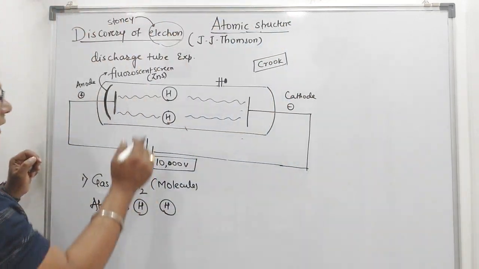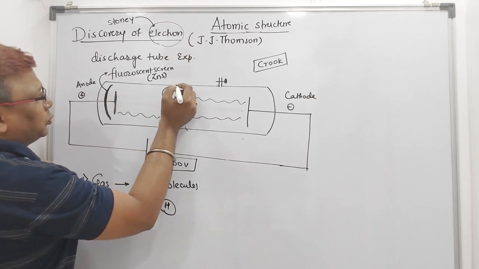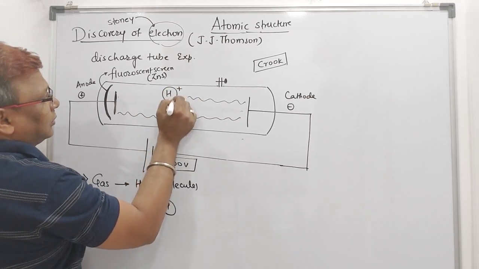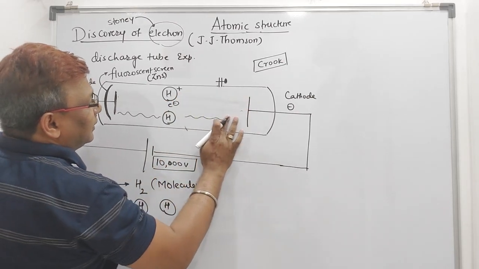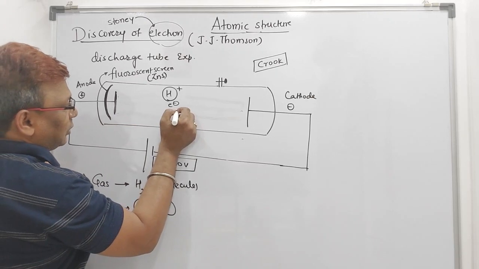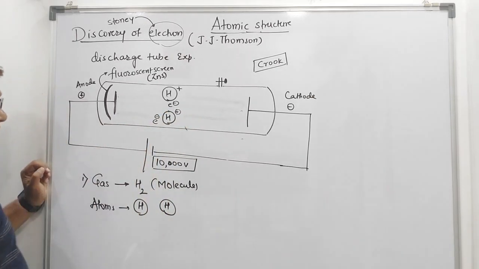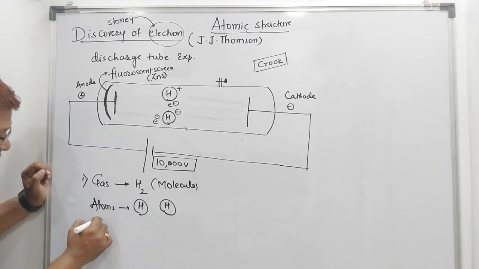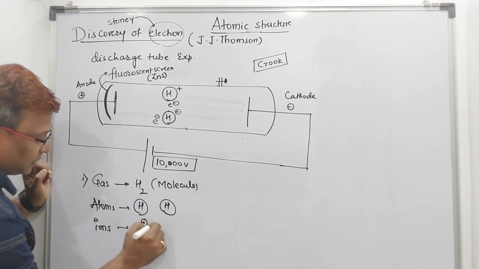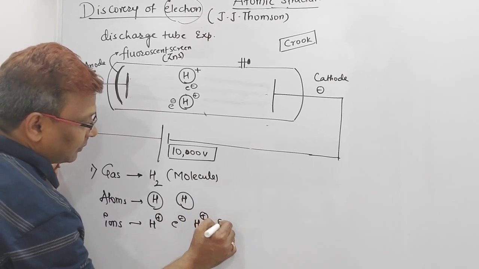Now due to that high voltage, this atom which is present here is going to be ionized, meaning it loses an electron, gets a positive charge, and the electron comes here. Right beta, again due to this high voltage, this atom also loses an electron, gets a positive charge, and this e negative comes off. After that, the atoms are converted into ions. What are they? H plus, e minus, H plus, e minus.